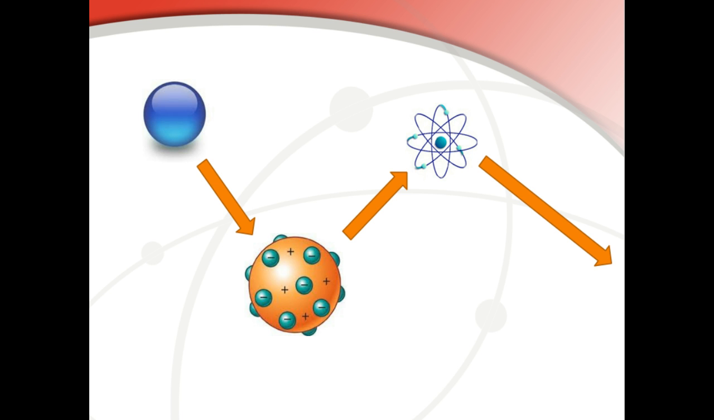But then we discovered that there were things smaller than an atom: electrons. Remember, Thomson was credited with the discovery of electrons, and so he came up with the plum pudding model. That's what you see there in the orange and green. The plum pudding model was just electrons stuck in a positively charged goop.